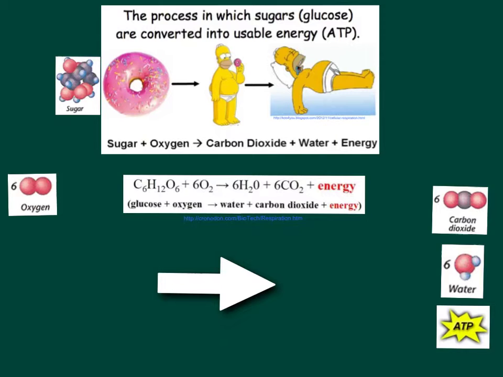We can define cellular respiration as follows. This is the process in which sugars, like glucose, are converted into usable energy. That usable energy is actually ATP. It's another chemical, but we won't get too much into that. And now we can see a better version of that equation below.